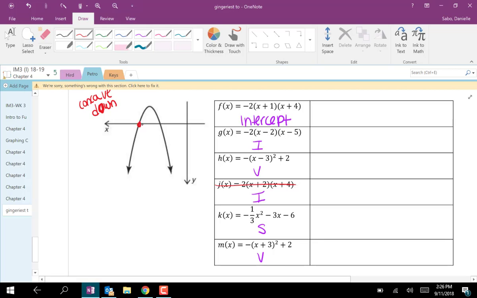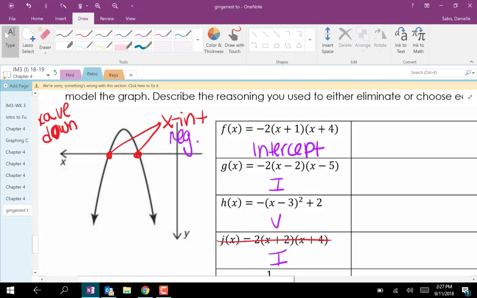Now let's look at our x-intercepts. There's one here and one here. These are my x-intercepts. Are they going to be positive or negative x-intercepts? Negative. So negative. There's going to be more than one. Okay, so let's take a look really quick. I have 3 of them that are in intercept form, so let's take a look.